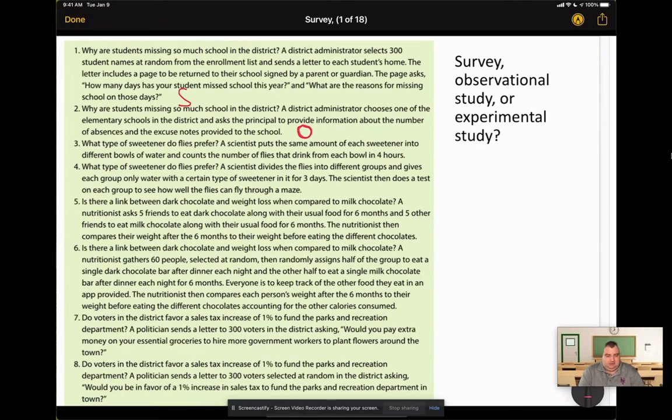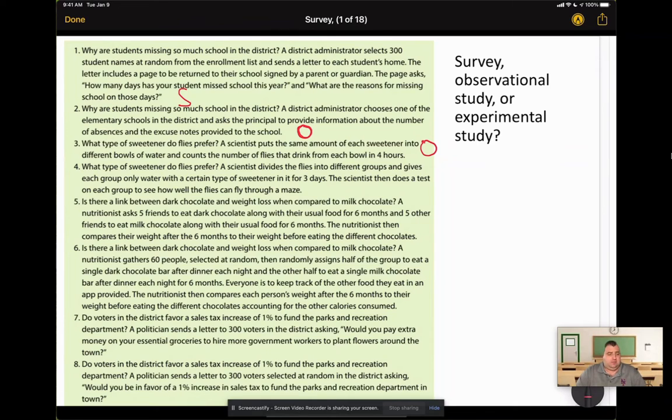The question is, does the scientist actually interact with the flies? Does the scientist force the flies to drink from one bowl versus another bowl? The answer in this case is, of course, no. Okay, all the scientist does is put out these bowls and simply observes what happens. So because there's no interaction between the scientist and, in this case, the flies, this would also be an observational study. So I'm also going to label this O.